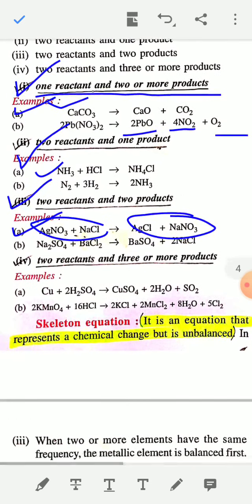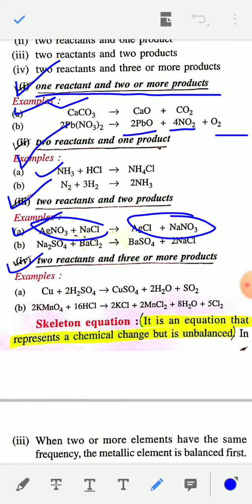And the next type of reaction is two reactants and three or more products. These are reactions involving two reactants and more than two products. For example, when copper reacts with sulfuric acid, it forms copper sulfate, water and sulfur dioxide. In this case, two reactants are involved and three types of products are formed.